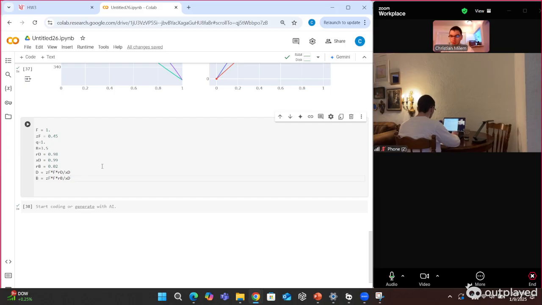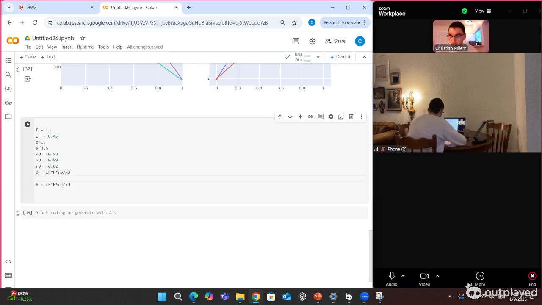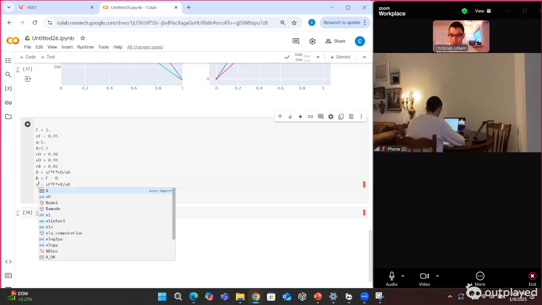Then B would follow the same format, although it would be XB. And we haven't defined what B or XB is, so we'll actually have to do B first. We get that from a simple mole balance. So F minus D is equal to our B. And then we would switch the B and the XB here. So XB would be all of this.